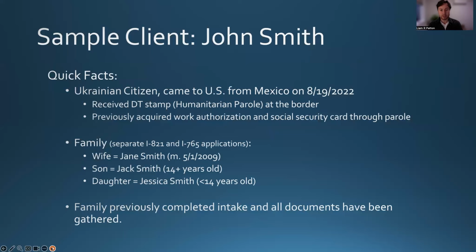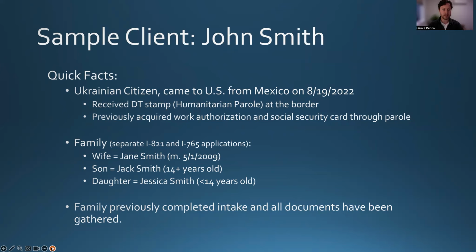He received a stamp in his passport that says DT. That basically means he was given humanitarian parole right there at the border. Although other types of things you might see are UHP, which is U4U, or maybe a visitor visa. So it can vary there. But John Smith previously acquired his work authorization and his Social Security information based on his humanitarian parole status. He came with his family, who would be filing separate applications: his wife, his son, and his daughter.